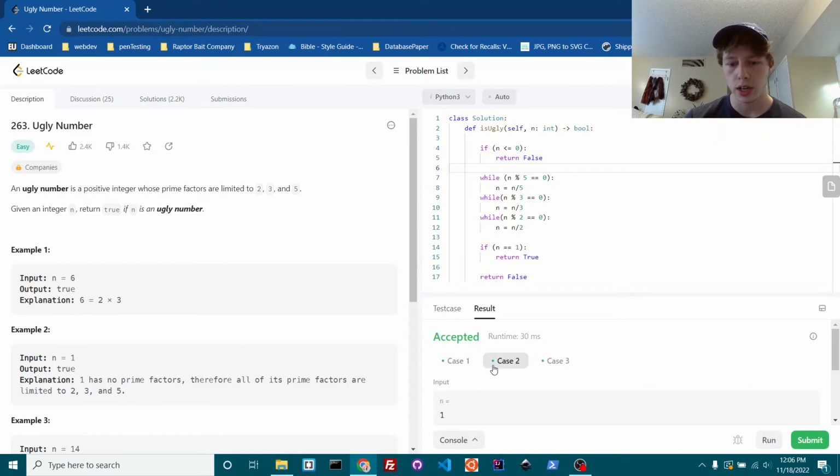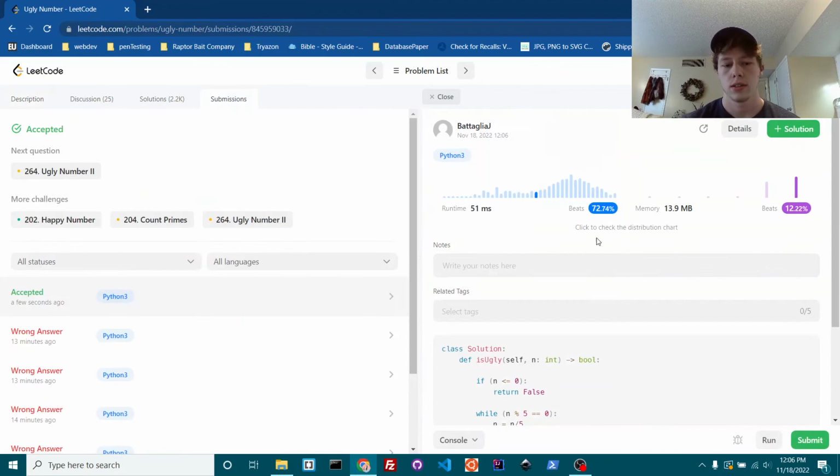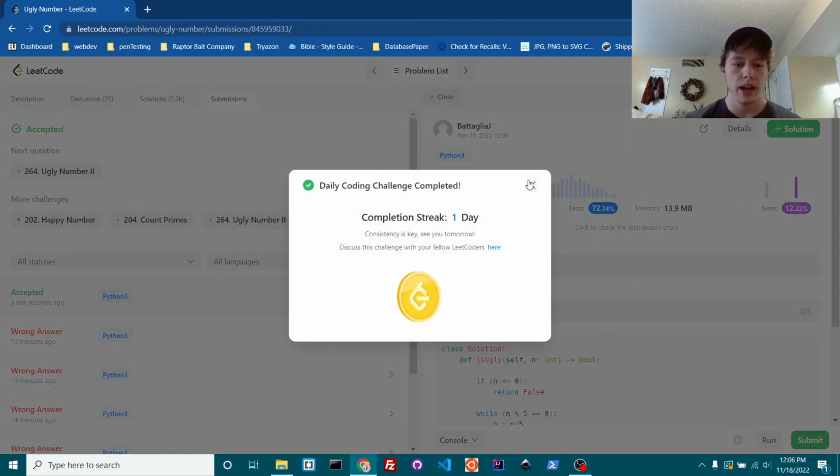Okay, so that did work. I thought this is obviously going to work for these cases. So it works for 1, which is good to see. It works for 6, which is good to see. So let's submit this. And that was right. Nice.